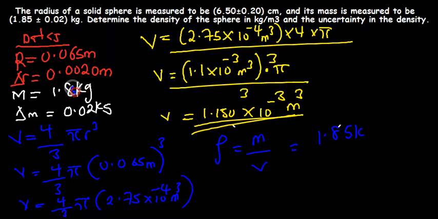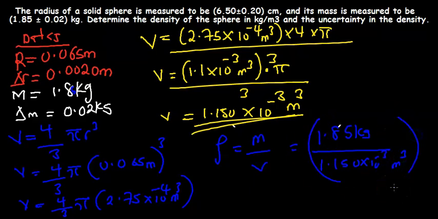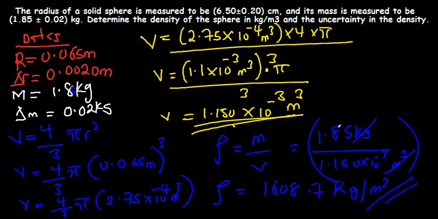It's supposed to be 1.85 in kilogram. I'm going to divide that by the volume, which is 1.150 exponential negative 3 in meter cube. If you divide the numerator by the denominator, your density is simply going to be 1608.7. Then the unit, which is kilogram per meter cube, we're going to insert here. And this is your density.